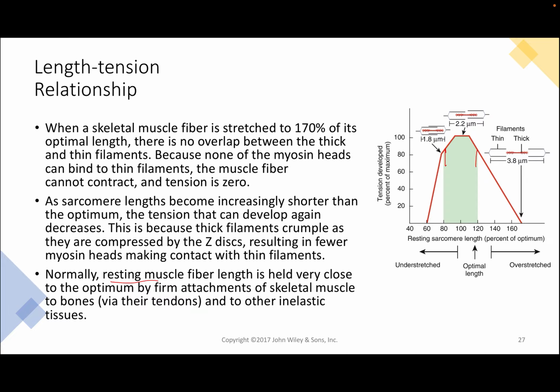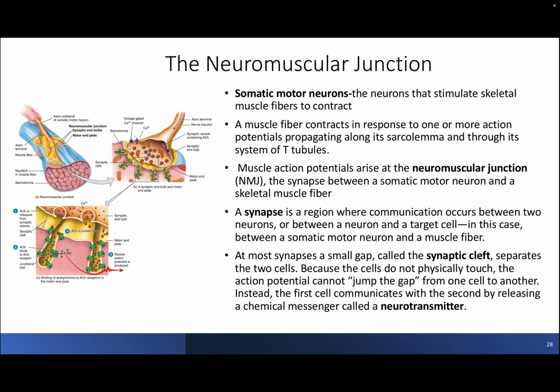All right. So now that brings us to this idea of our neuromuscular junction. This is an important idea. A somatic motor neuron is a neuron that stimulates skeletal muscle fibers. It's going to cause them to contract. If it doesn't stimulate our skeletal muscle fibers, then it's not a somatic motor neuron. This is specific to skeletal muscle fibers. If it doesn't work with the skeletal muscles, it's some other kind of motor neuron.